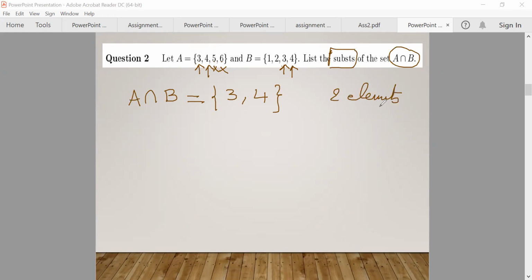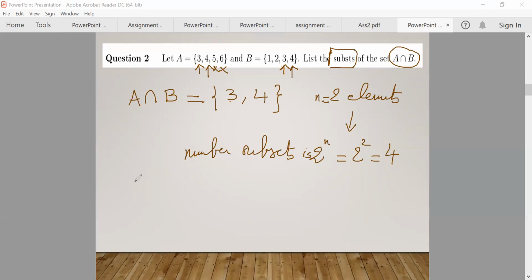When I have n equal to 2 elements, the first element and the second element, the rule says that the number of subsets of a set is 2 to the n. So here it is 2 squared, it's 4. So we have 4 subsets for A intersection B.